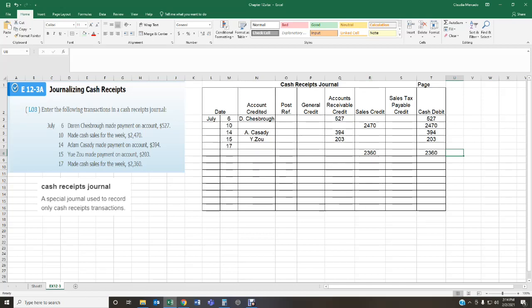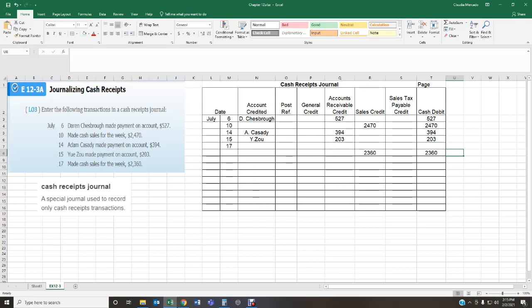Now, you have to put yourself in the position of the company that is receiving the money. Okay, so they're paying us money, then cash will always be debited. Cash increases with the debit. So that should always be a debit transaction right there. Okay, and this is cash receipts. So we only record money received. Okay. No money leaving the business. No, only whatever is received is recorded into your cash receipts journal.